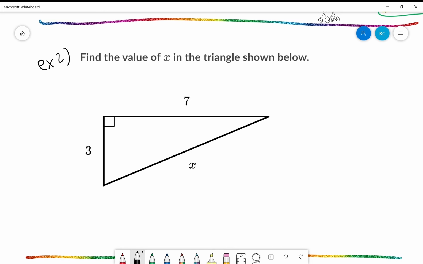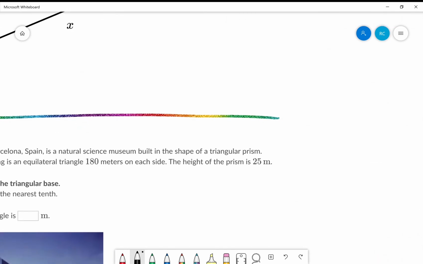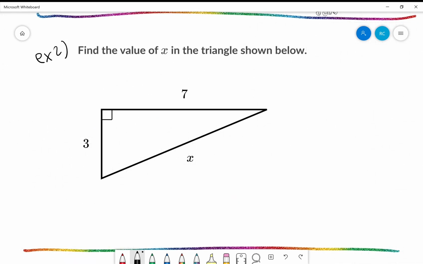Okay, so since we have the 2 legs, and the hypotenuse is what we're looking for, our setup should look like 3 squared plus 7 squared equals x squared. Because the x is the hypotenuse, the longest side, it is by itself on the right of the equals.